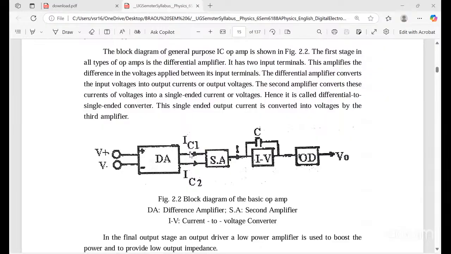The second amplifier converts these currents or voltages into a single-ended current or voltage, a single line. Is it clear? Hence, it is called a differential to single-ended converter. This single-ended output current is converted into voltage by the third amplifier, this one.